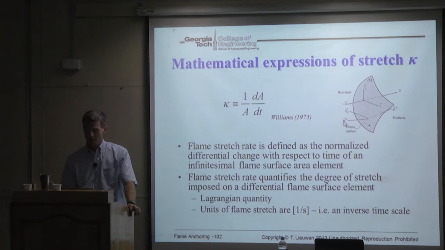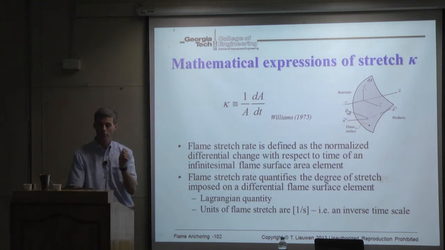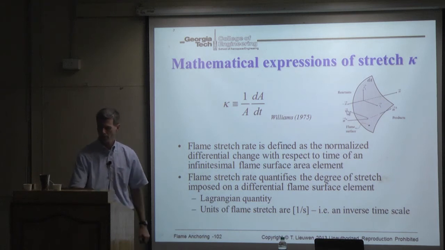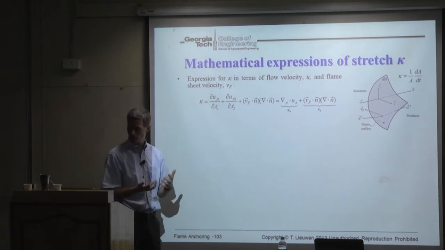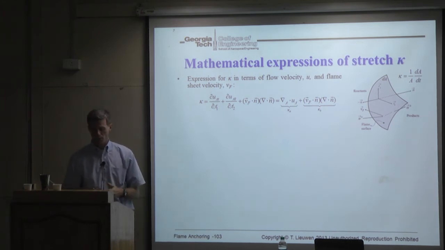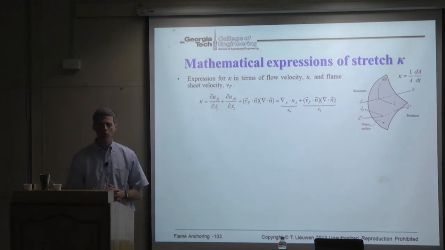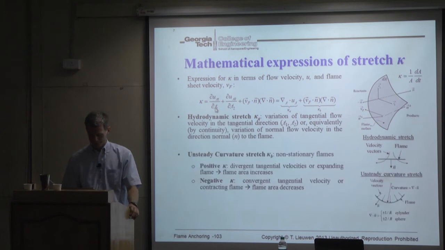U denotes the gas velocity, Vf denotes the velocity of the sheet. All right? And I'm going to pull these formulas out of a hat, but I don't want to spend a lot of time explaining them to you, so you just have to bear with me where these expressions come from. The derivations are in Professor Williams' combustion book or in Ed Law's combustion book. But here's a formula for the flame stretch rate.